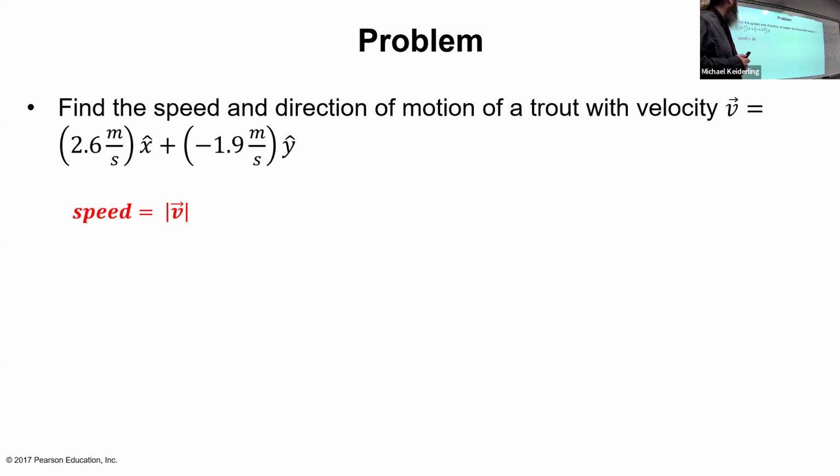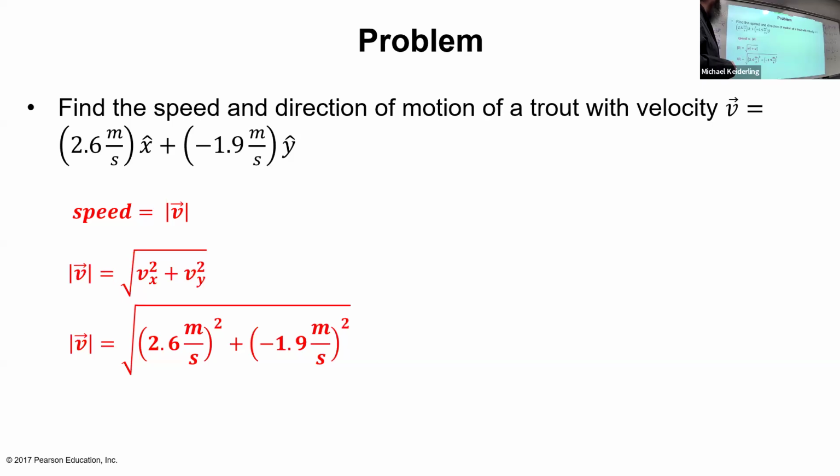So speed is just the magnitude of velocity. Magnitude of velocity is going to be the x component of velocity squared plus the y component of velocity squared, then just take the square root. The x component is 2.6 meters per second, because we know that. The y component is negative 1.9 meters per second. So 2.6 meters per second squared plus negative 1.9 meters per second squared, and that equals 3.2 meters per second, because that ends up positive.